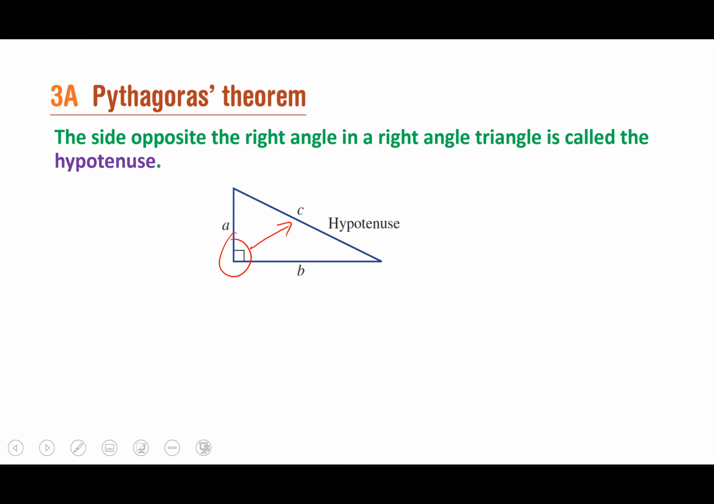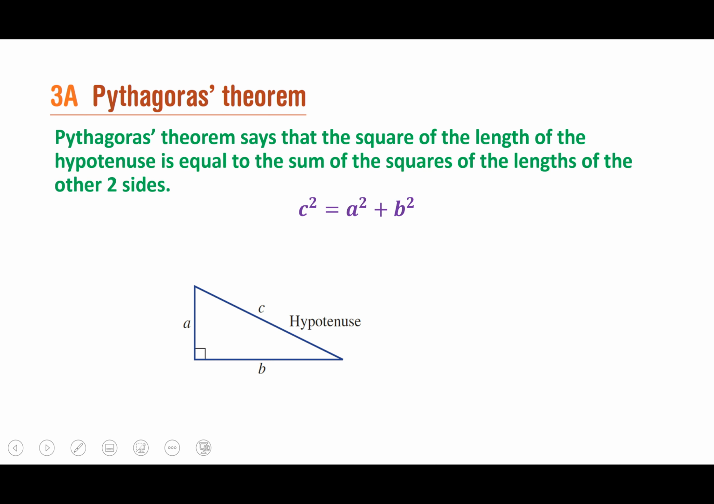It's nothing tricky about that. It's just wherever the opposite side of the right angle is. It's called the hypotenuse. It's also the longest side. Now, Pythagoras' theorem itself says that the square of the length of the hypotenuse is equal to the sum of the squares of the lengths of the other two sides.